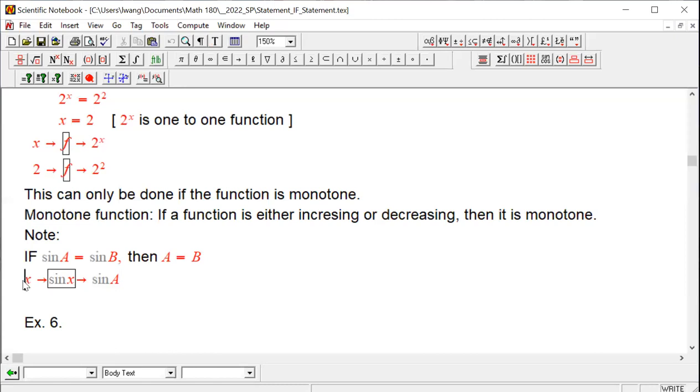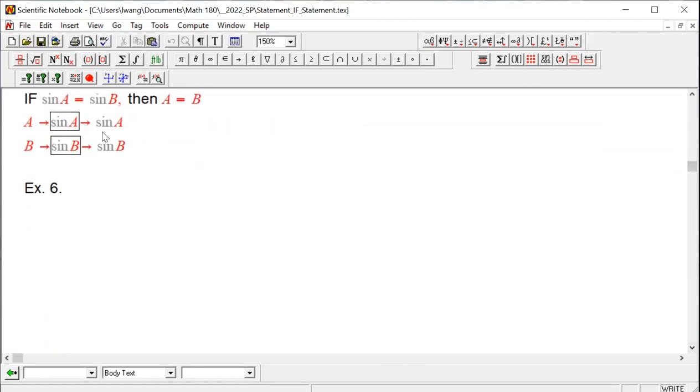Okay, suppose A is the input, and B is the input. So what do we know here? We know the sine ratio for A and B are the same. Can we say A is the same as B? So in other words, is this true or false?